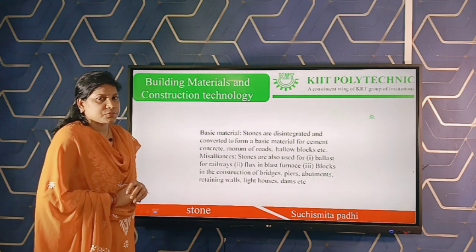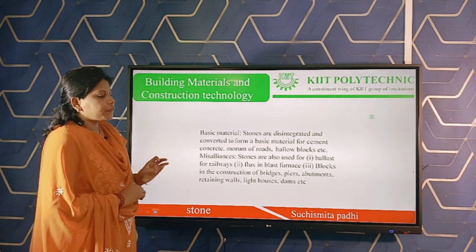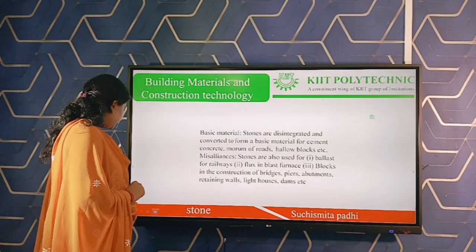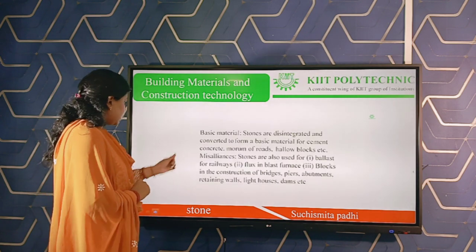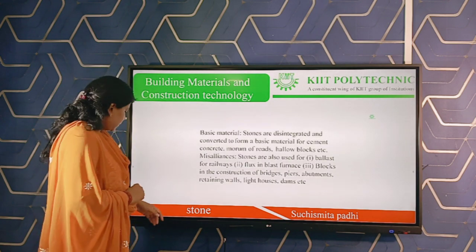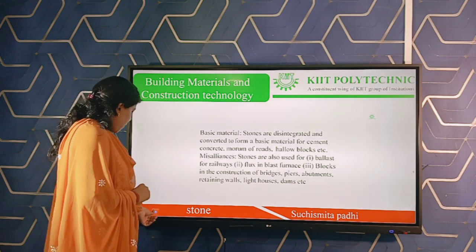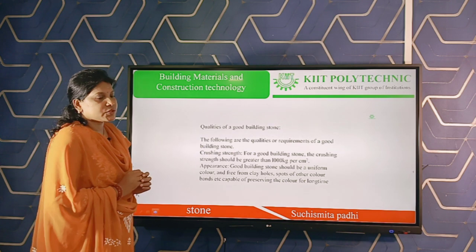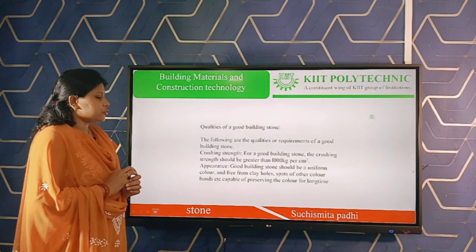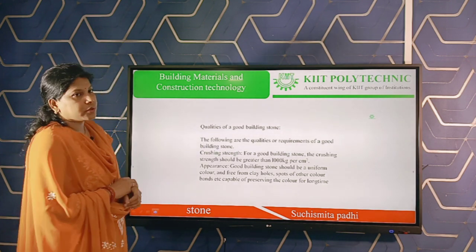There are 5 uses of stone: as a structure, facework, paving stones, then basic material, then miscellaneous. Next are the qualities of good building stone. There are 5 to 10 points for qualities of good building stone.